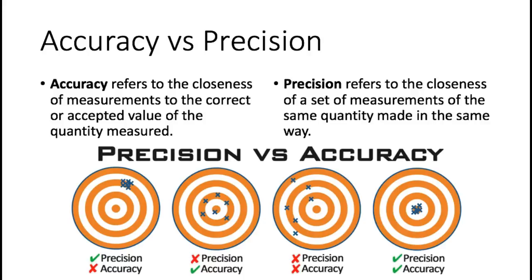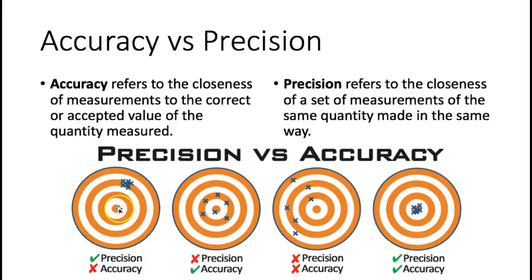So in general, accuracy refers to a comparison of your data with what the actual or accepted value is. Precision deals with how close all of your measurements are to each other. So precision and accuracy can go together or they don't have to. So let's look at some examples here.